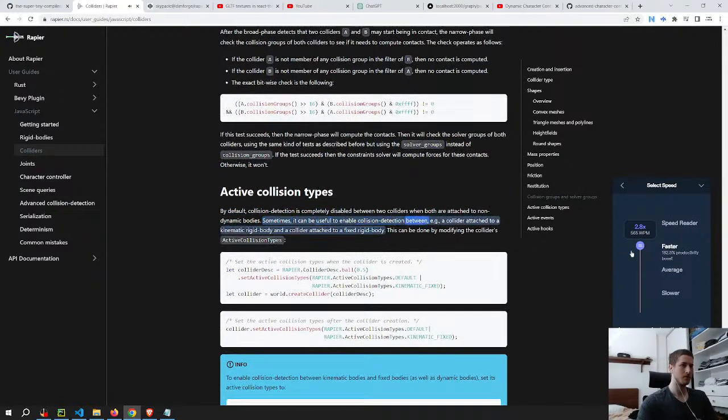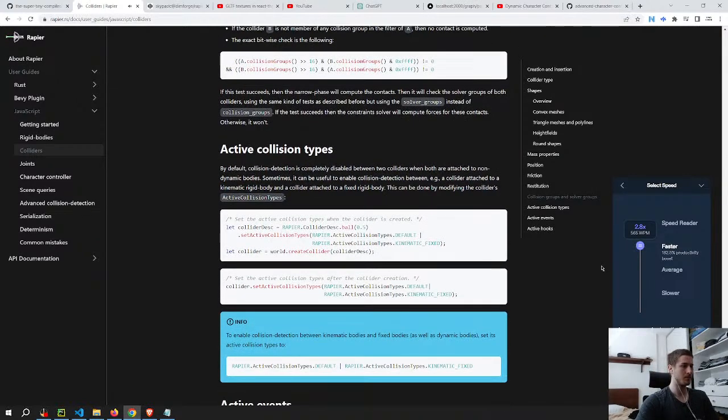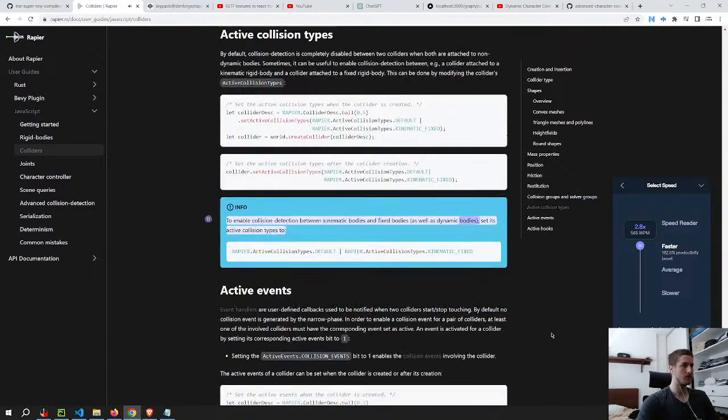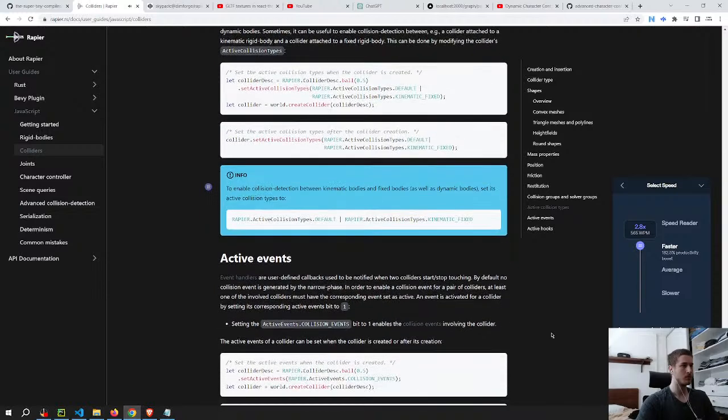Sometimes it can be useful to enable collision detection between, for example, a collider attached to a kinematic rigid body and a collider attached to a fixed rigid body. This can be done by modifying the collider's active collision types. Set the active collision types when the collider is created: let collider_desc = ColliderDesc::ball(0.5).active_collision_types(...). To enable collision detection between kinematic bodies and fixed bodies, as well as dynamic bodies, set active collision types to ActiveCollisionTypes::default() | ActiveCollisionTypes::KINEMATIC_FIXED.